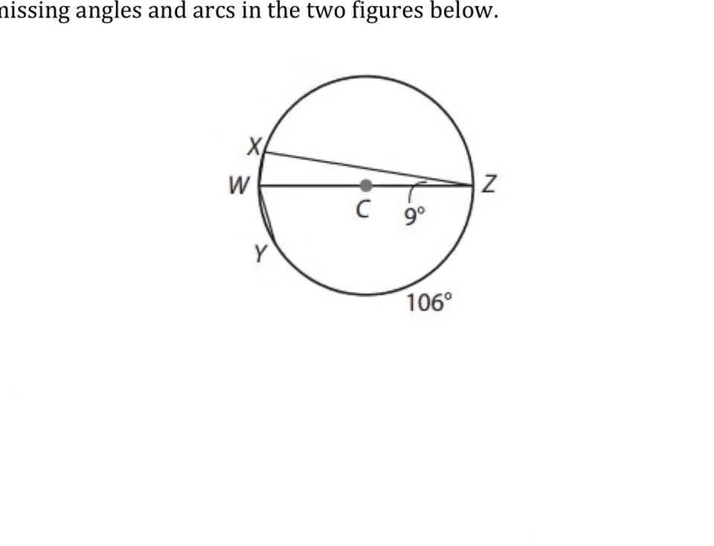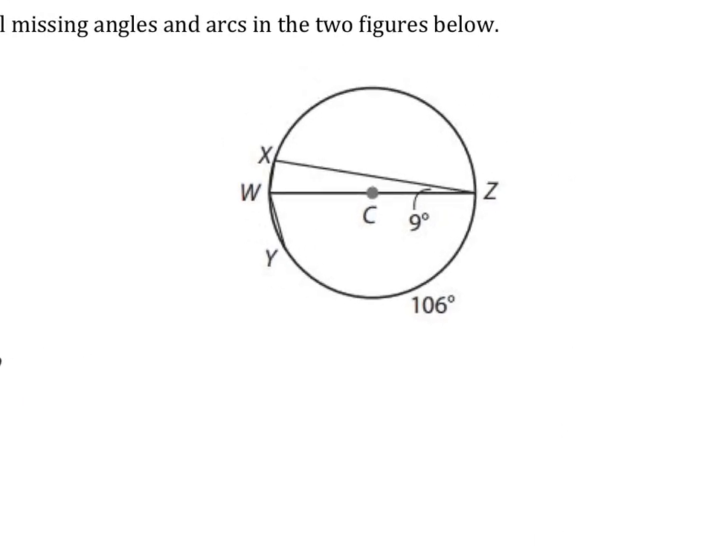Okay, let's try the second example together. Again, one thing that you might notice is that we have a diameter. WZ is a diameter, which means that this entire half circle should be 180 degrees. So if the entire half circle is 180 and then we subtract out 106, that leaves us with 74 degrees for this arc.